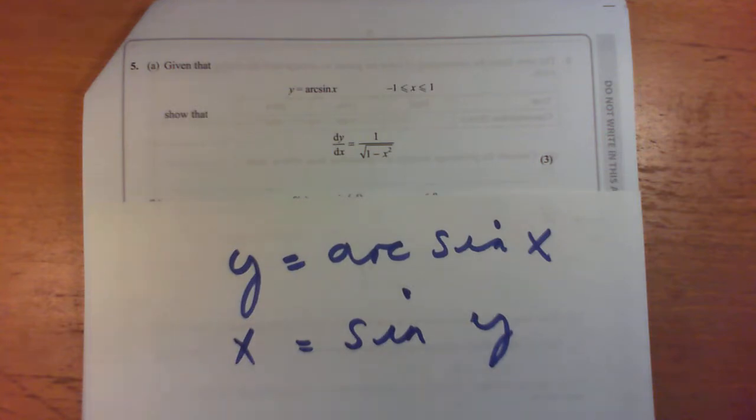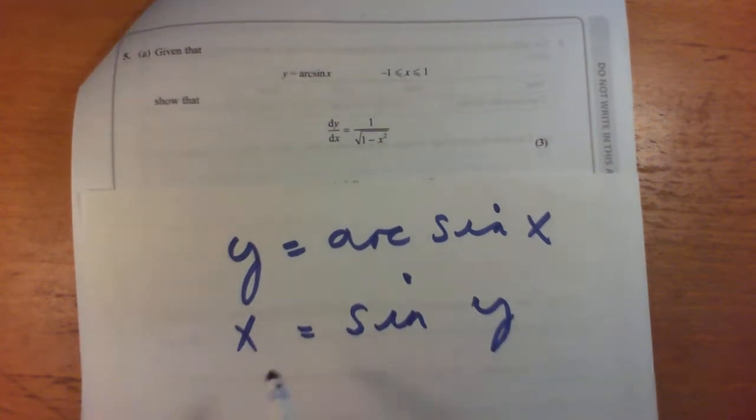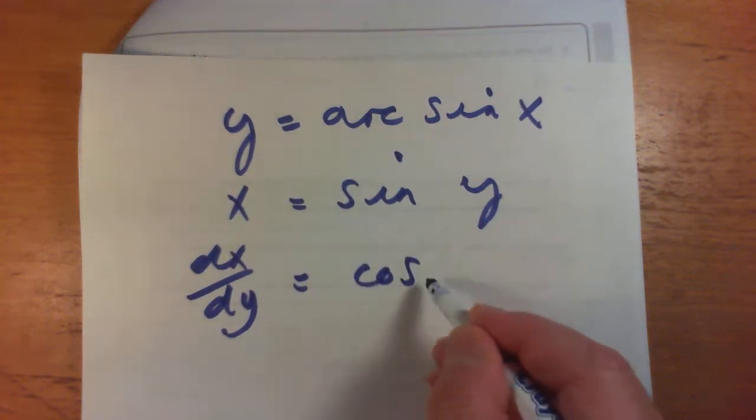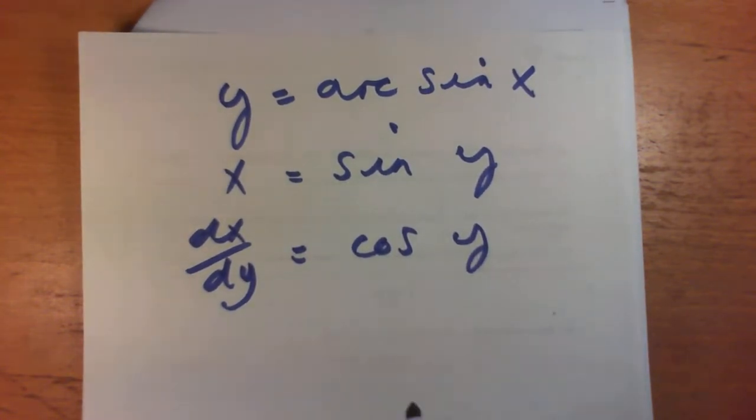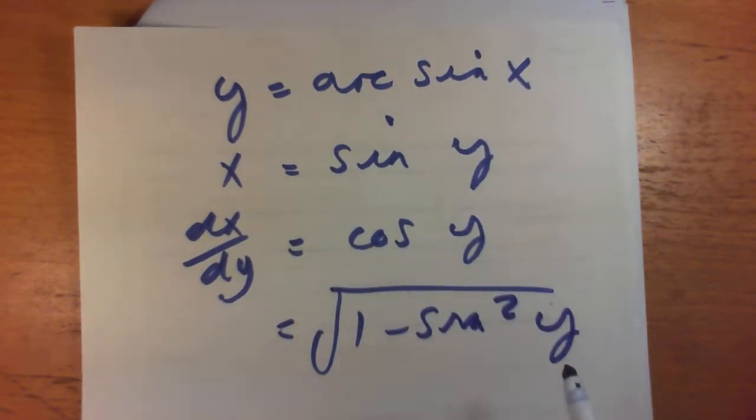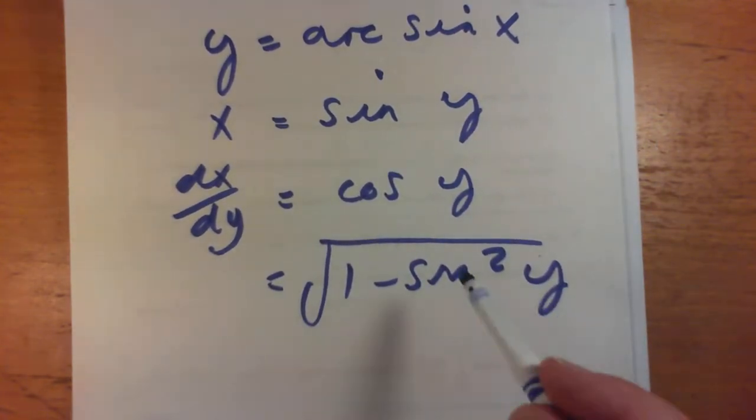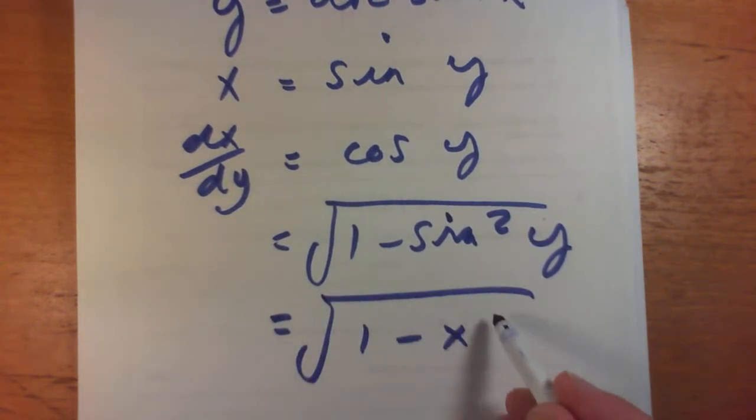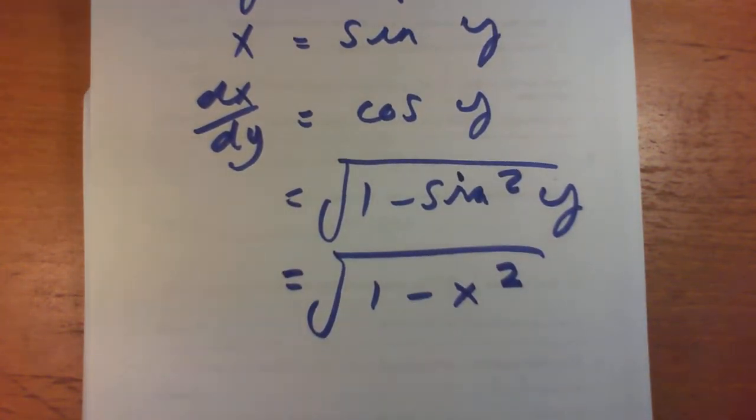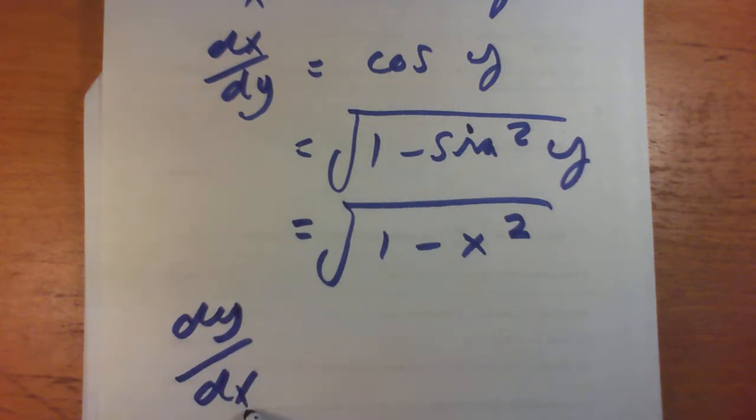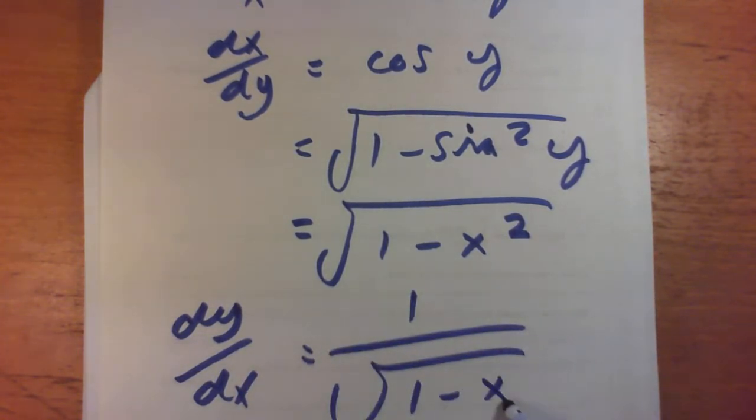So yeah, you could differentiate that implicitly, or you could just say dx over dy equals cosine y, which equals the square root of 1 minus sine squared y. And sine y equals x, so that just equals the square root of 1 minus x squared. Finally, just turn it over, 1 over the square root of 1 minus x squared.